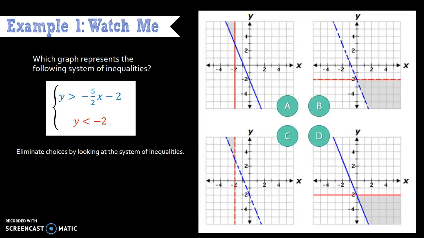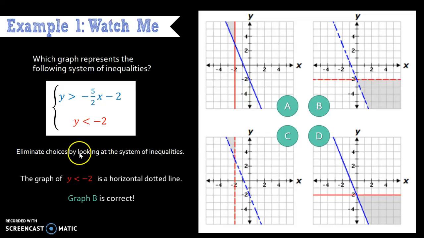Let's do an example. Which graph represents the following system of inequalities? We have y is greater than negative 5/2 x minus 2, and y is less than negative 2. We can eliminate some choices simply by looking at our system. We have one inequality that's a lot simpler to look at than the other one. y is less than negative 2 is just a horizontal dotted line.